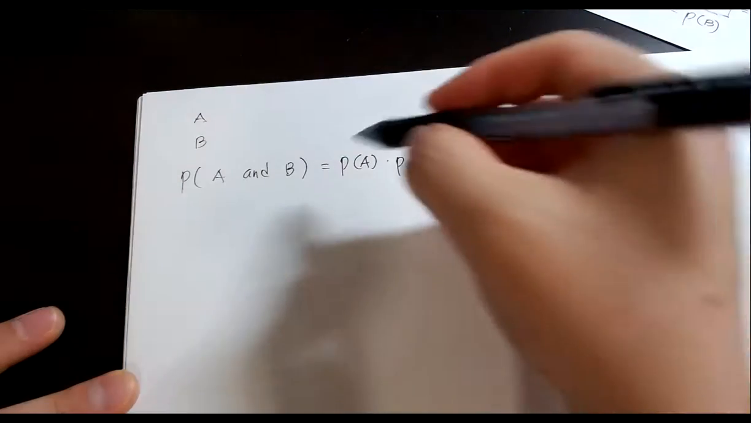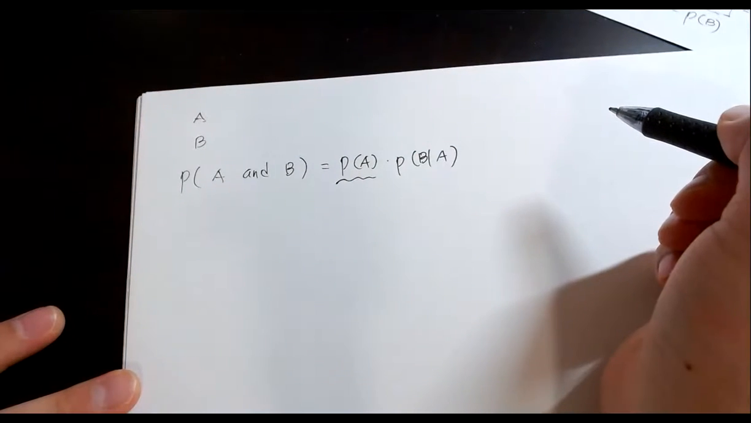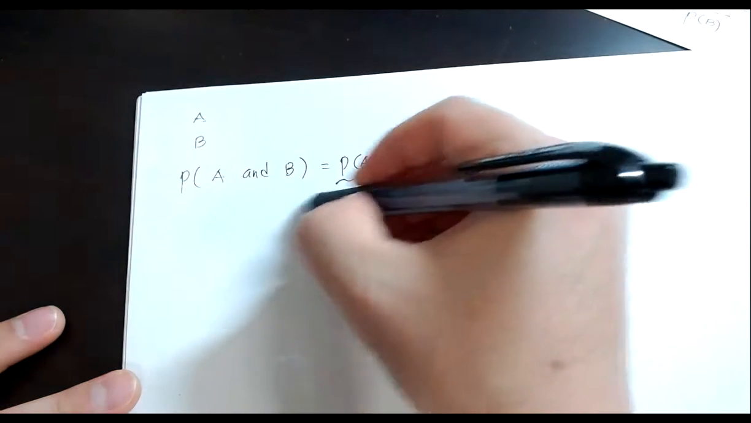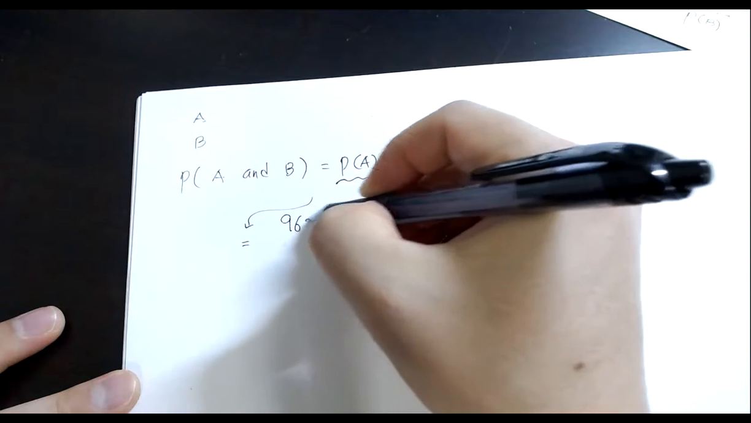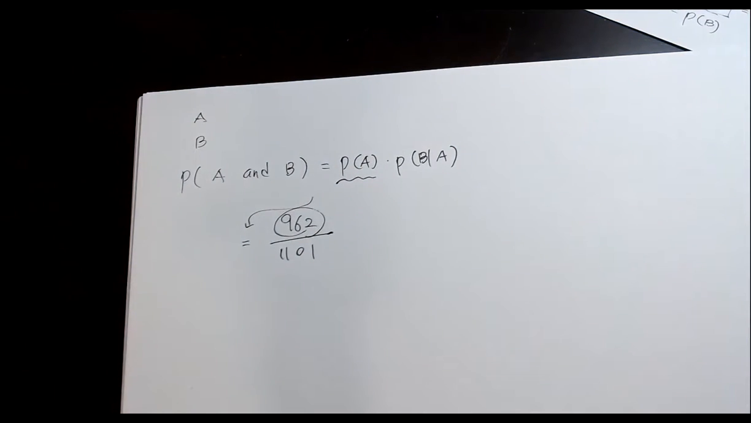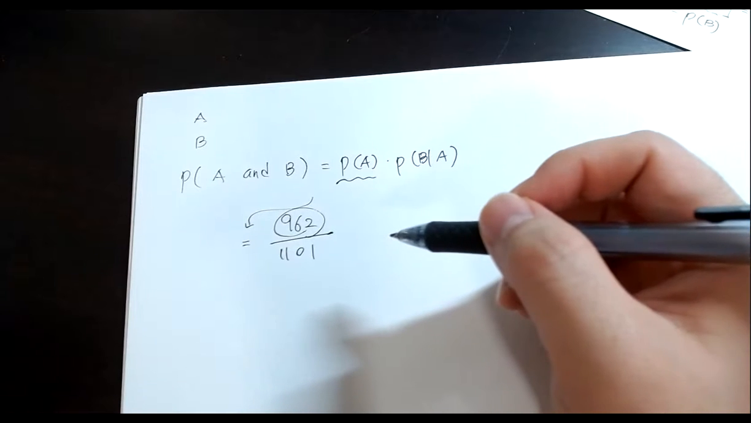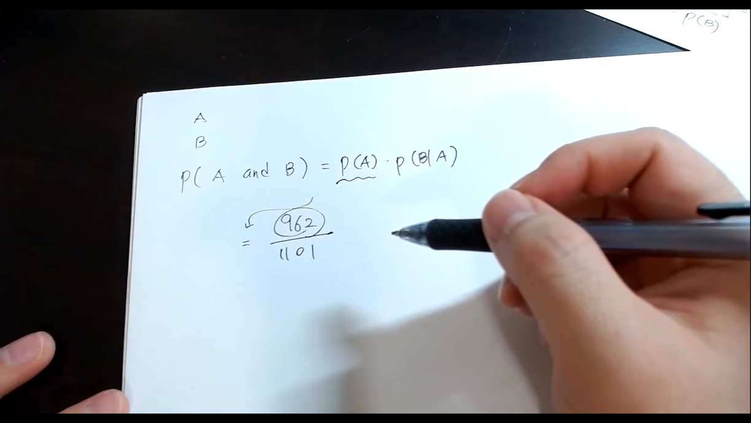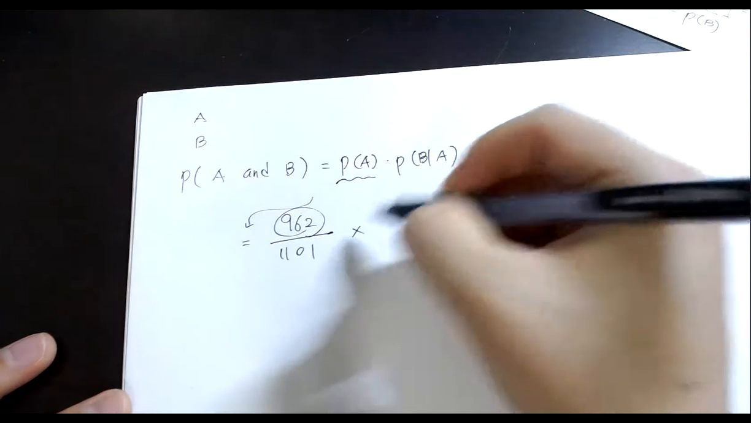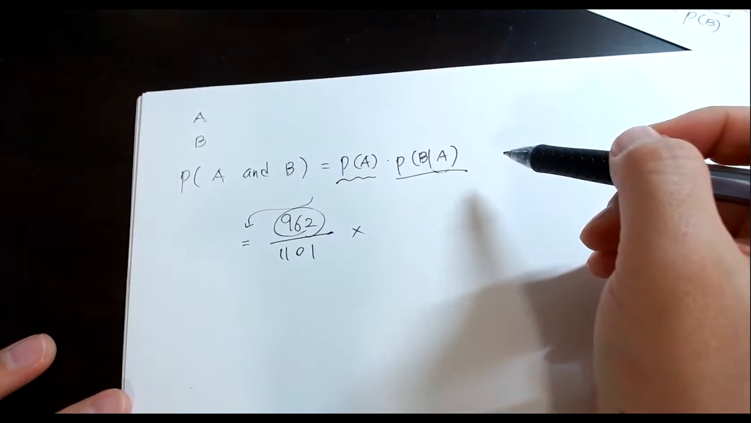Now we already figured out P of A, which is 962 over 1101. So what is this 962? This is the total number of orders accurate across all of the restaurants. And we divide by the total number of orders, either accurate or not accurate, in restaurants A through D, the bottom one. Times this one, where we assume that event A already occurred.